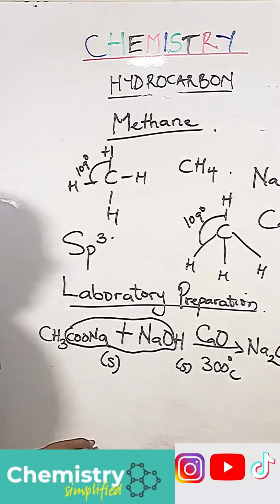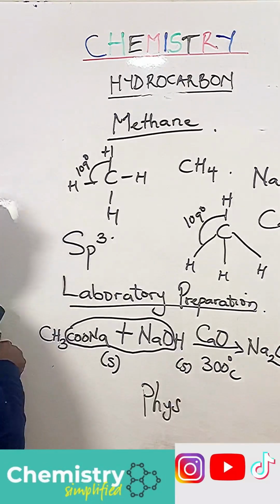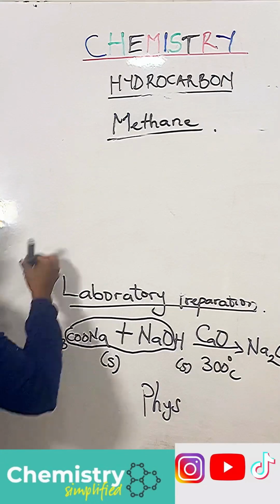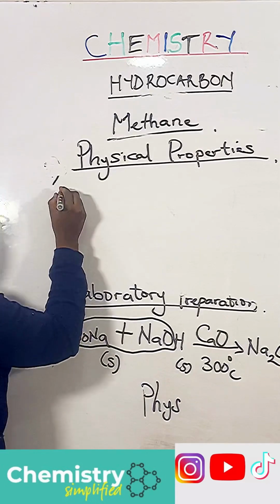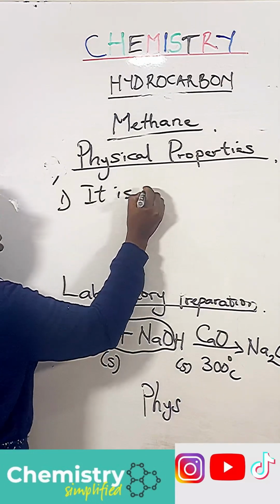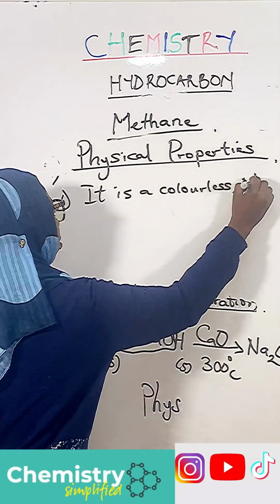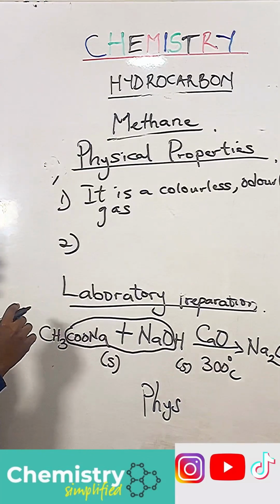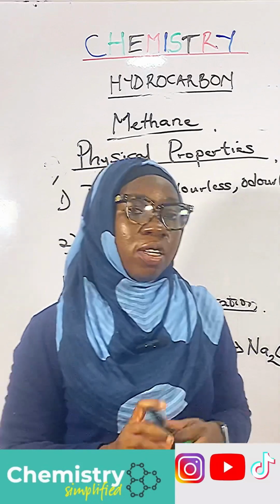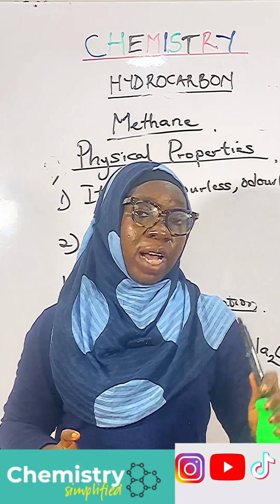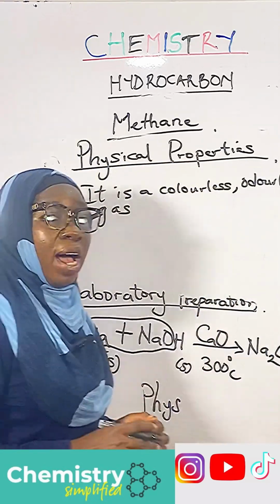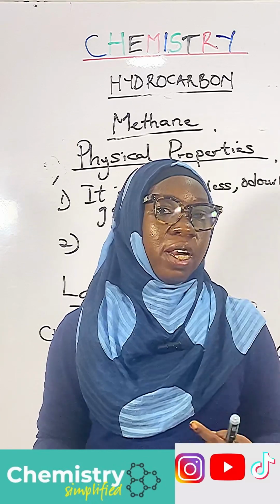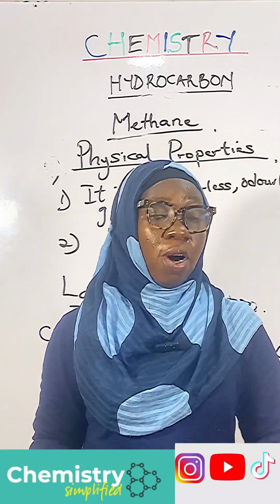So let us now look at physical properties of methane. What are the physical properties of methane? Number one, methane is a colorless, odorless gas. Then methane does not react with litmus paper. It means that methane does not change red litmus paper to blue, or blue litmus paper to red. Remember, wet litmus paper. Another physical property of methane is that it is slightly soluble in water. And when you look at the preparation of methane, that is why we collect it through water, because it is not soluble or only slightly soluble in it.